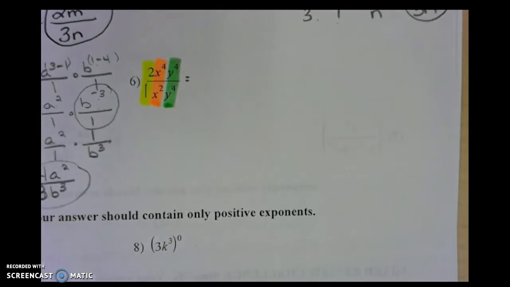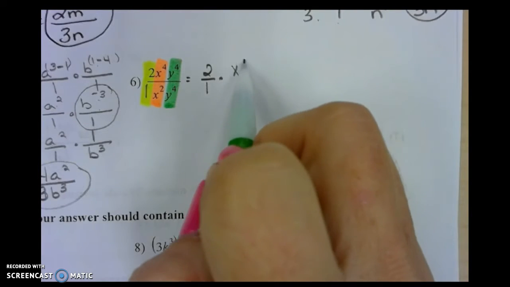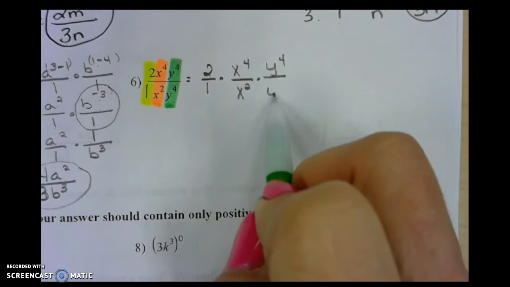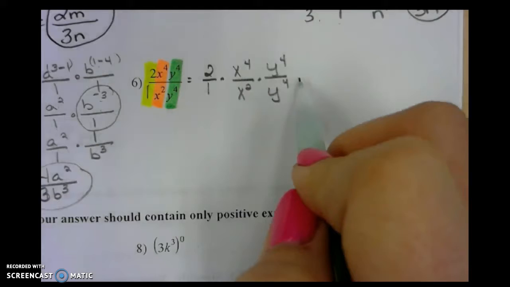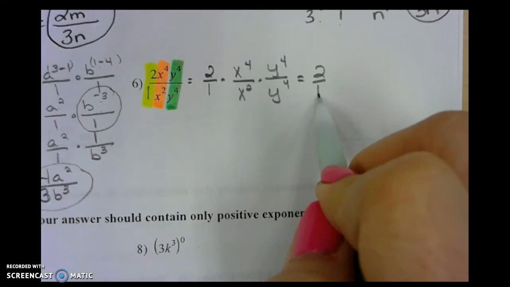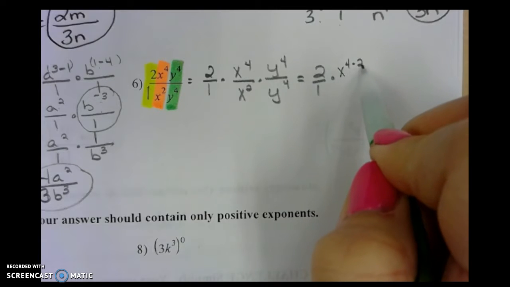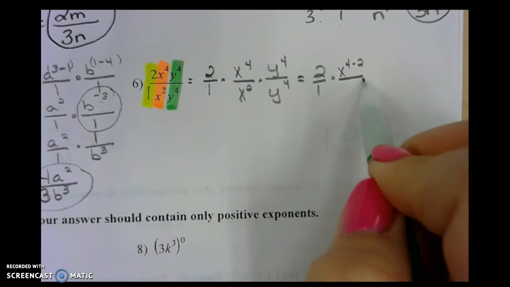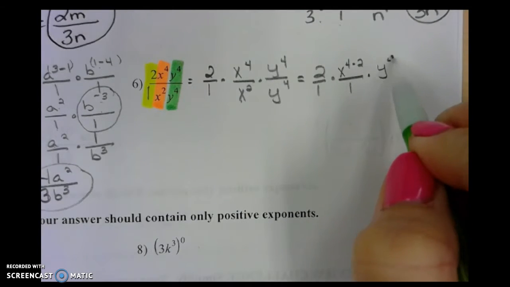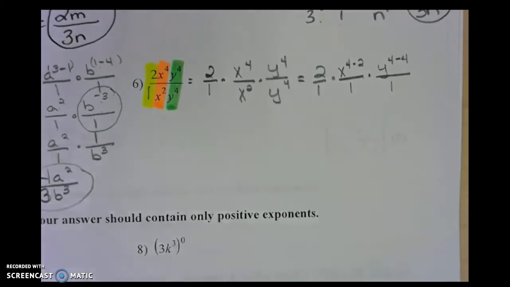I'm going to spread these out. I've got 2 over 1 times, I've got x to the fourth over x squared and y to the fourth over y to the fourth. Now, I'm going to combine these. 2 over 1, just leave it like it is. X to the fourth over x squared will become x to the fourth minus the 2 factors of x from the denominator, leaving just a 1 in the denominator, times y to the fourth minus the 4 factors of y in the denominator over 1.